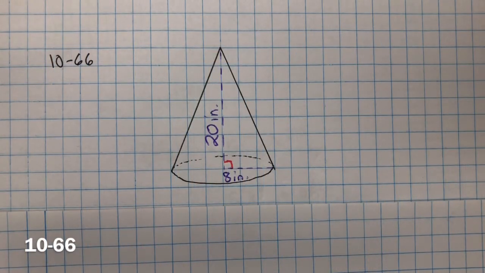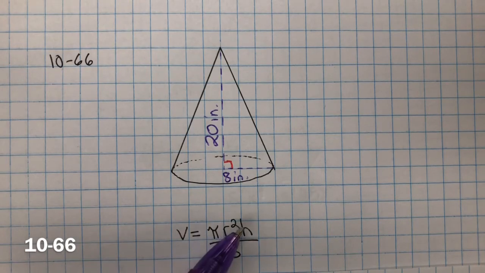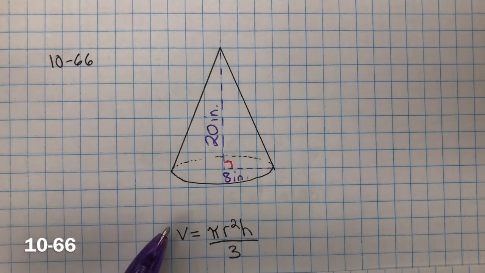In 1066, we need to find the volume of this cone. And remember that the formula for the volume of the cone is V equals pi r squared multiplied by the height divided by 3. One way I remember it is veggie pies are too hot, so I'll cut it into thirds.